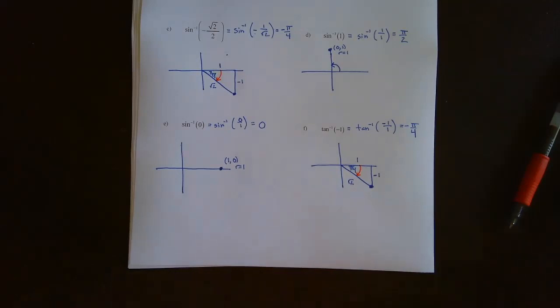Hopefully you're catching on to this, okay? So sine, you're limited to the first quadrant and the fourth quadrant. First quadrant, positive angle. Fourth quadrant, negative angle. Tan inverse, you're limited to the first quadrant and the fourth quadrant. Rotate into the first quadrant with a positive angle if the ratio is positive, rotate into the fourth quadrant if the ratio is negative, and that would be a negative angle.